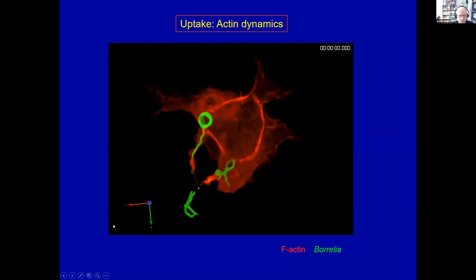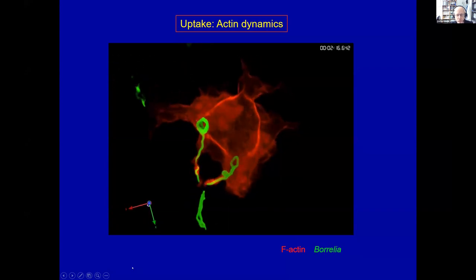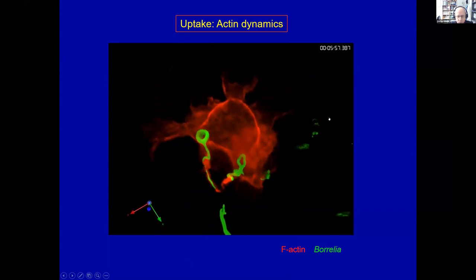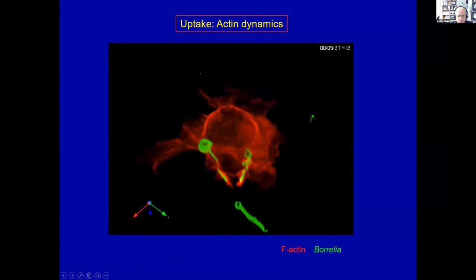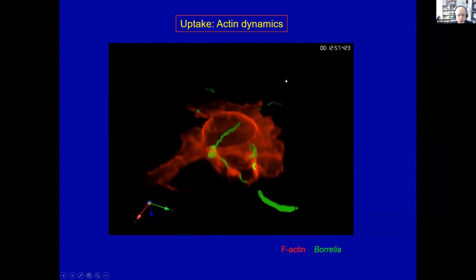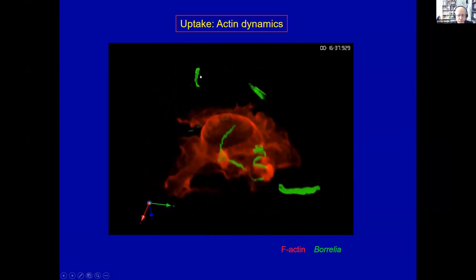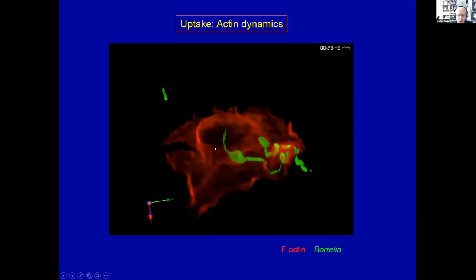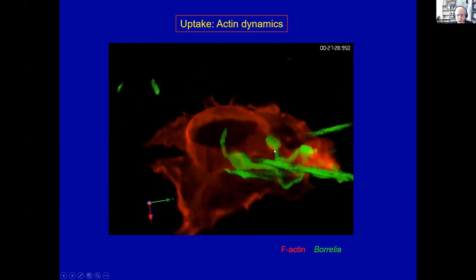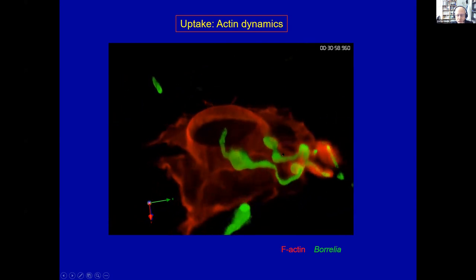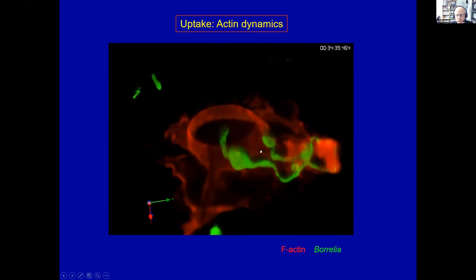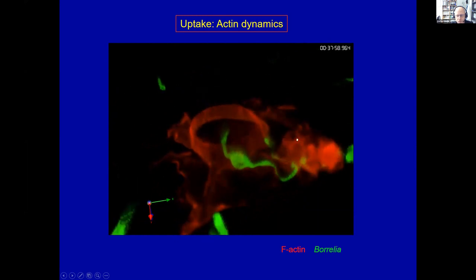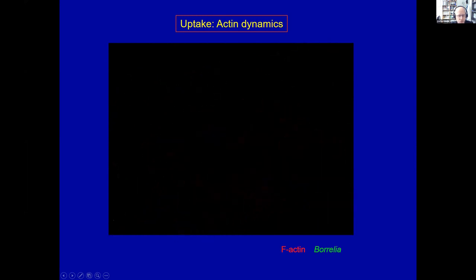If I start this movie, you see here these flittering shapes around are Borrelia that are not being captured by macrophages, that are still living happily in the petri dish. However, here you see two Borrelia that are already being captured and partially internalized by a primary human macrophage. I'm starting this movie again once it's finished.